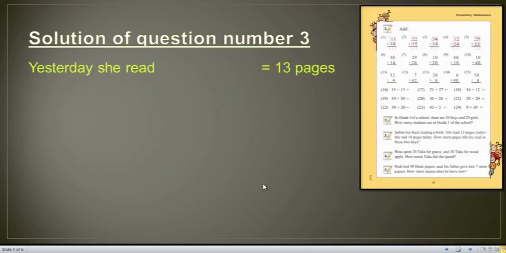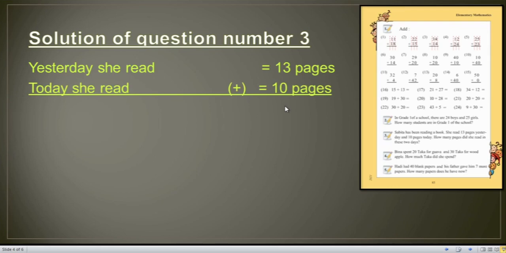In question number 3, in the first line, you should write the solution of question number 3. Yesterday she read 13 pages. And don't forget to write this equal sign. And in the next line, we should write today she read 10 pages. And in my earlier lectures, I described that whenever you try to solve any type of addition math, in that place you should write a plus sign. And in the final line, you should write that total she read 23 pages.